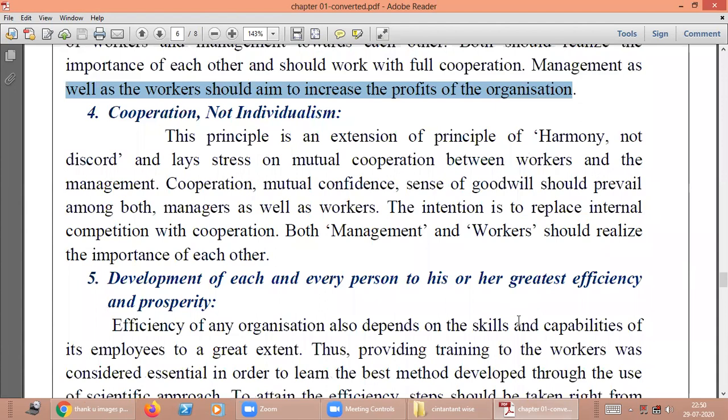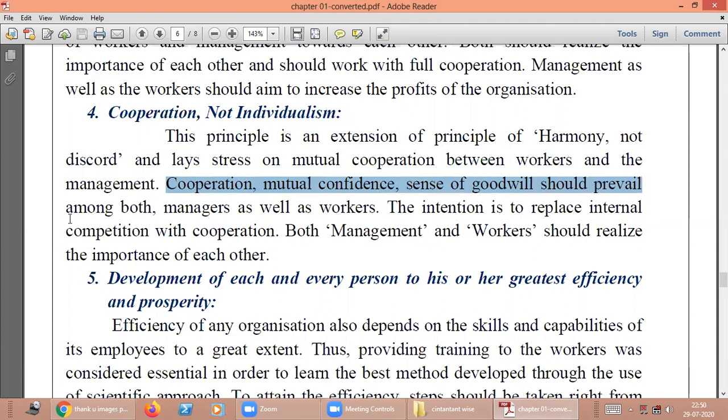Next, cooperation, not individualism, which means the principle of harmony is not discarded, and it stresses mutual cooperation between the workers and management. Mutual cooperation is considered a sense of goodwill among the managers. We have to give them a good name. The management and workers should realize the importance of each other. Both of them should understand each other's work and feelings.